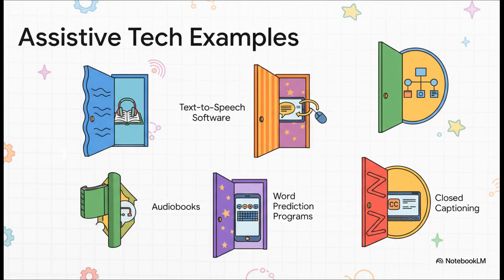We're talking about things like text-to-speech for students who might struggle with reading, or speech-to-text tools for those who find writing a challenge. You've got audiobooks, graphic organizers, even simple things like turning on closed captioning for videos. Each one of these tools opens up a brand new door for a student.